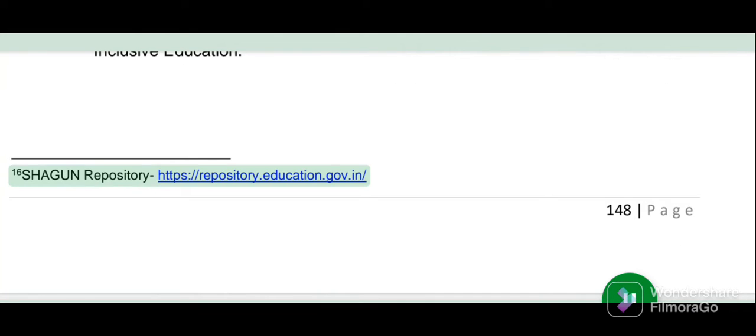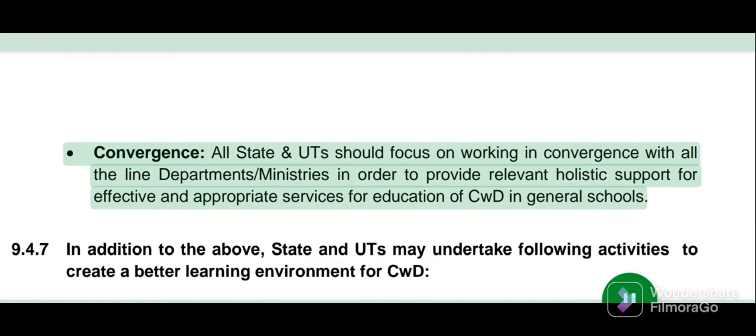Shagun Repository web links. Page 149. Convergence. All state and UTs should focus on working in convergence with all the line departments and ministries in order to provide relevant holistic support for effective and appropriate services for education of CWD in general schools.